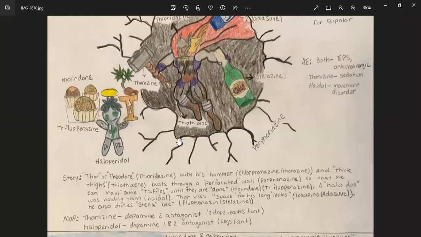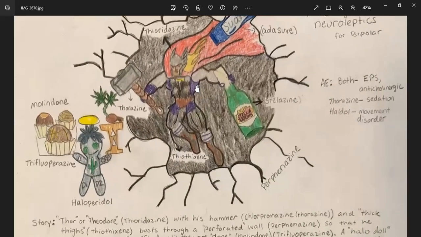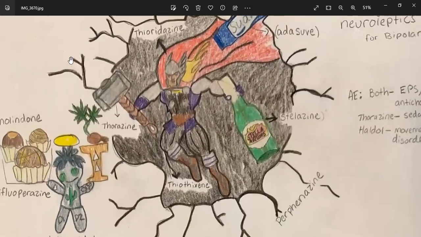And so for the rest of the drugs in this picture, there's no MOA that was in our notes, no adverse effects. I'm assuming they're probably very similar to the same thing. So I just have ways to remember what these drugs are. So I'll start with Thor. So we already talked about Thor's hammer, so Thorazine.